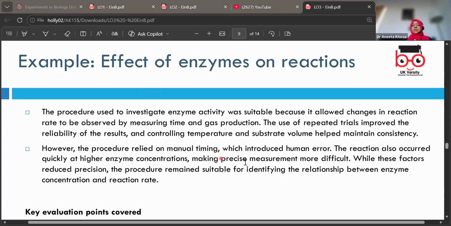And now we go on to see the effect of enzymes on reactions. The procedure used to investigate enzyme activity was suitable because it allowed changes in reaction rate to be observed by measuring time and gas production. The use of repeated trials improved the reliability of the results, and controlling temperature and substrate volume helped maintain consistency.